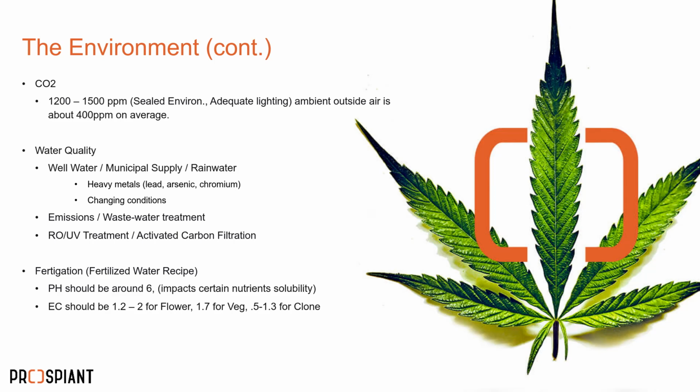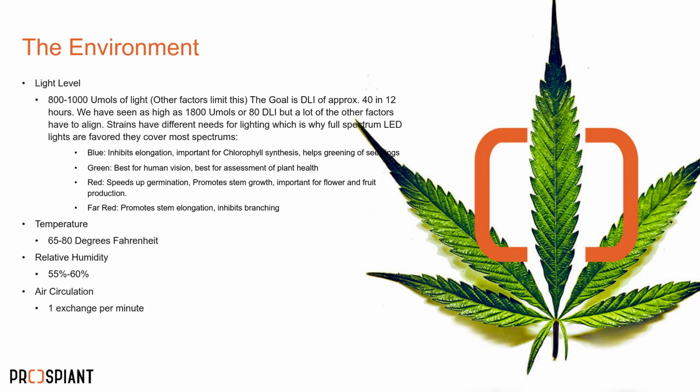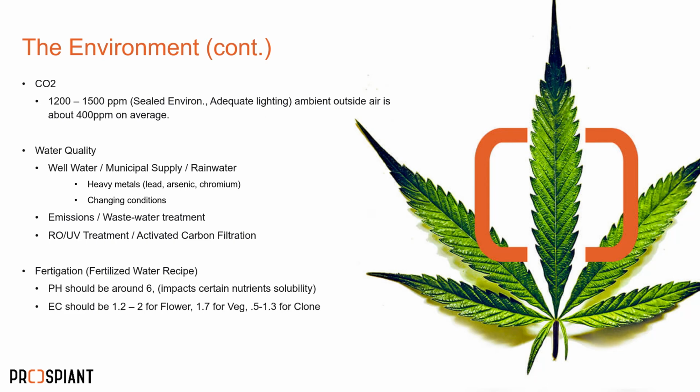So really this 1,200 to 1,500 ppm is only applicable if you're running 800 to 1,000 µmoles of light. The more light you give it, the more CO2 you can give it. But I did want everyone to know that ambient outside air is only about 400 ppm. So if you really wanted to improve your yields in a sealed environment, I would increase the CO2 and the light level together, along with your water and feeding rates to match that growth.